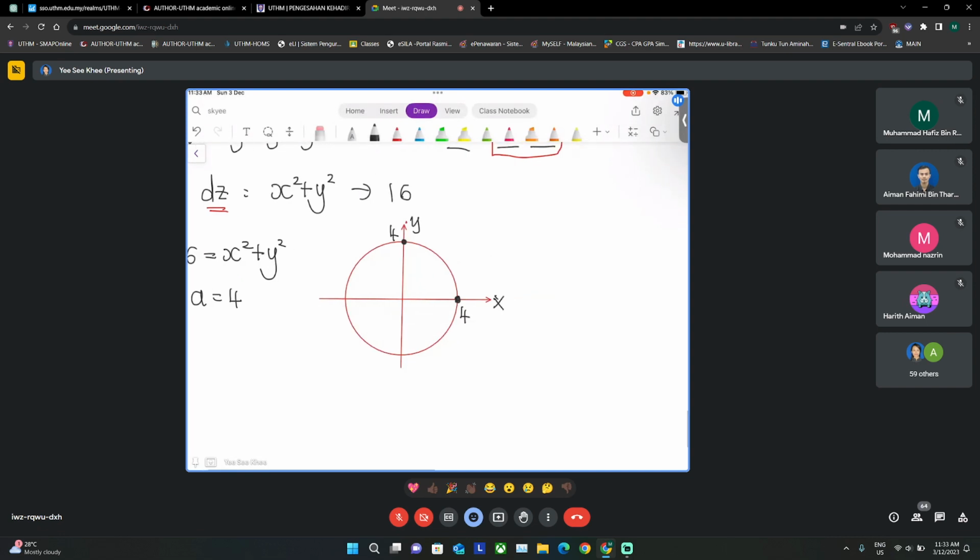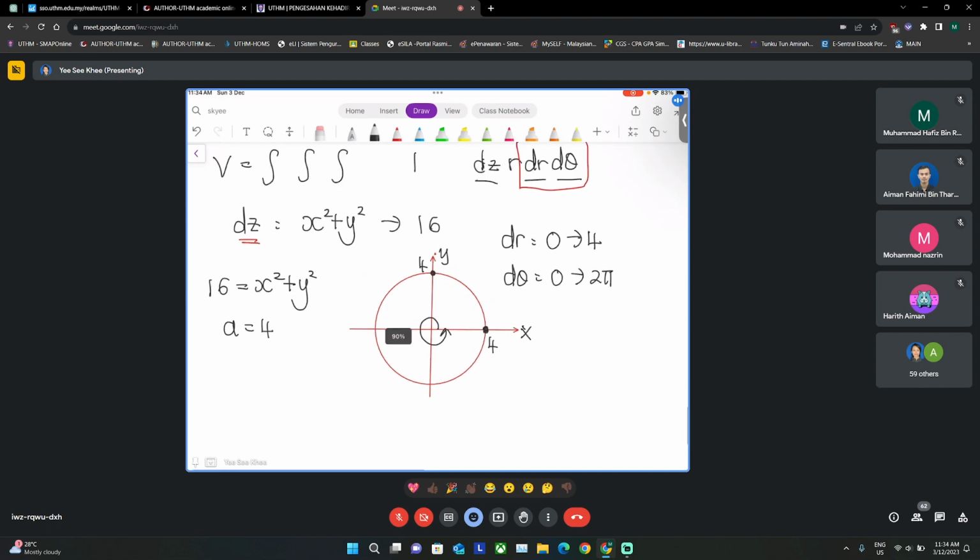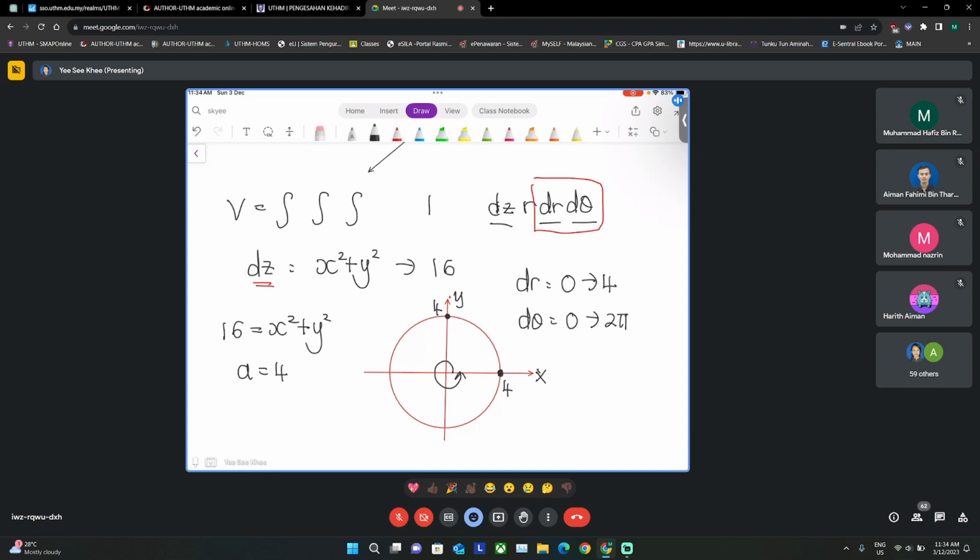So from there you can now define your dr to be from 0 to 4, and d theta will be from 0 to 2 pi. Why 2 pi? Because it's a complete circle. You really see a circle from the top. Now you have to replace them here. Before you replace, because we want to solve using the cylindrical coordinate, this part you should replace with r squared. So now I put the r squared here, and I put the 16, 0, 4, 0, 2 pi.